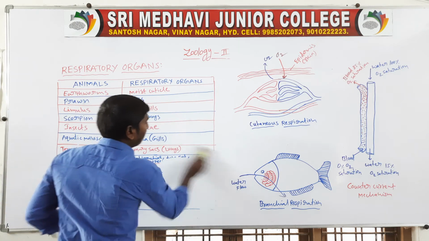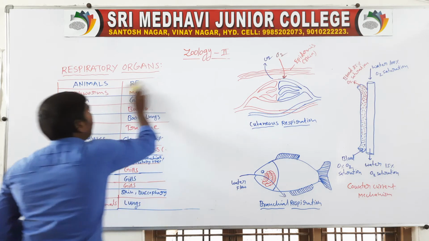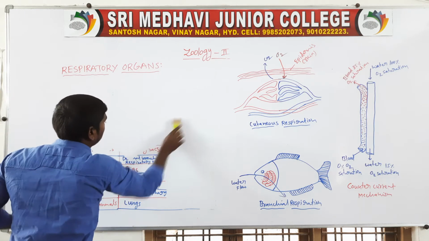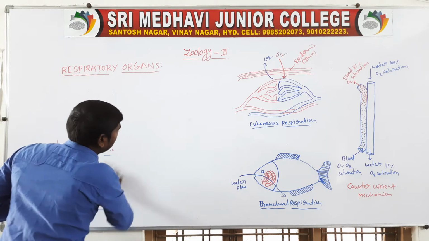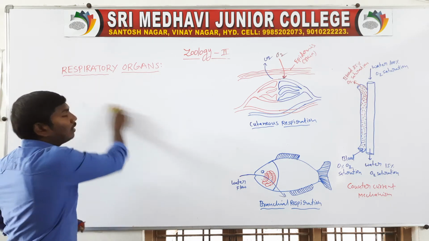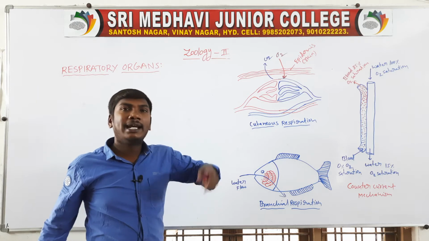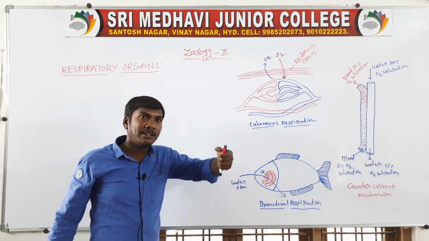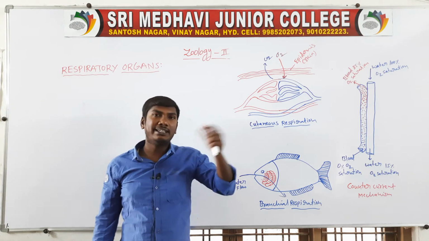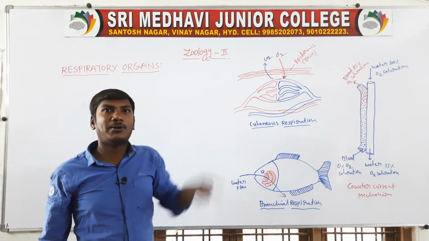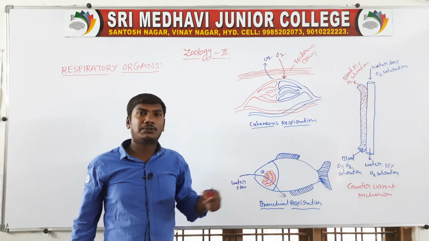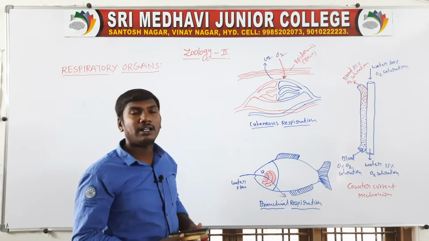Next one, simple diffusion. Some lower invertebrates like sponges, Ctenophora and Platyhelminthes use simple diffusion. Simple diffusion means they take up O2 and release CO2 through the entire body surface. This type of respiration is called simple diffusion.